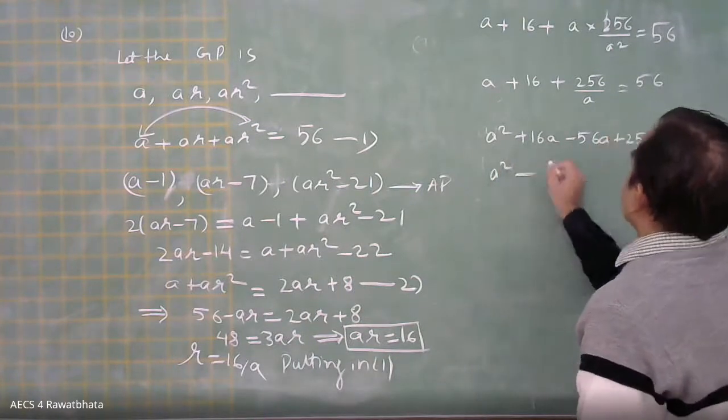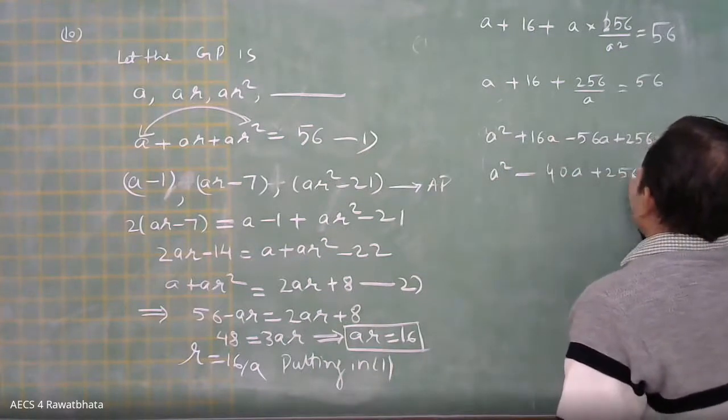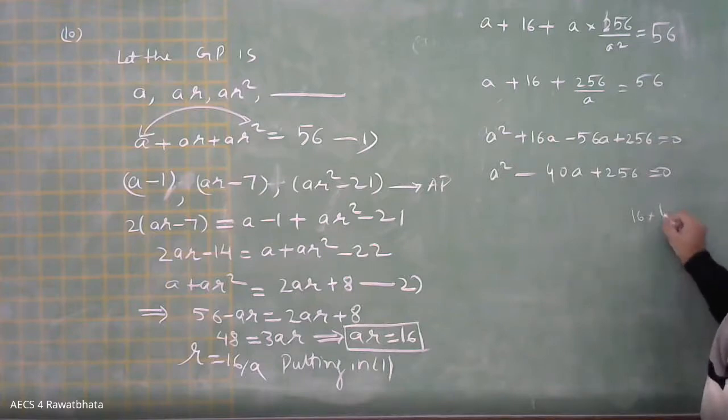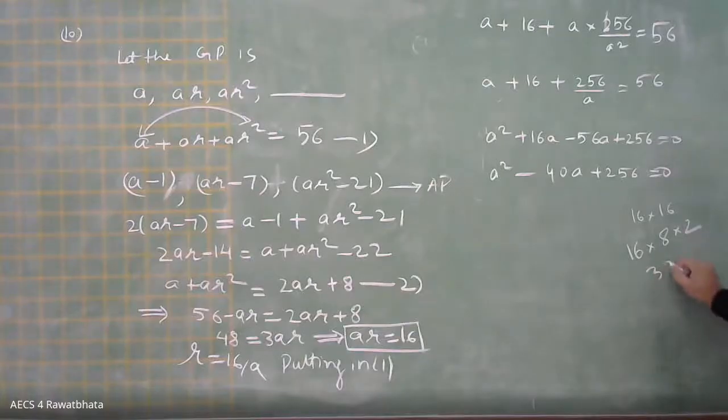So this becomes A square minus 40A plus 256 equal to 0. Students, factorization. What should be the factorization of it? 16 into 16 is 256. Can you tell me two numbers whose sum is 40 and product is 256? Students, bolo. 32 and 8. 32 and 8.